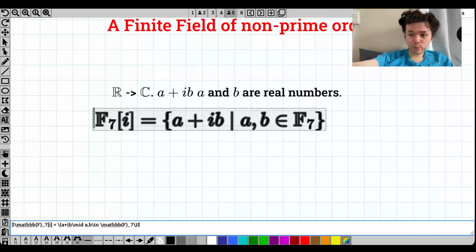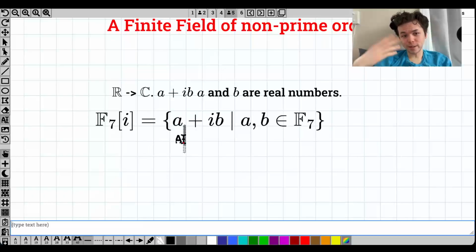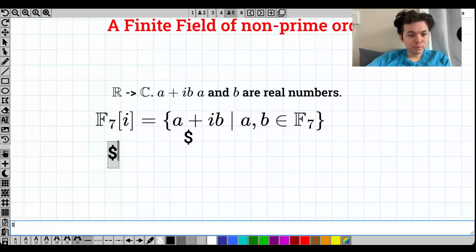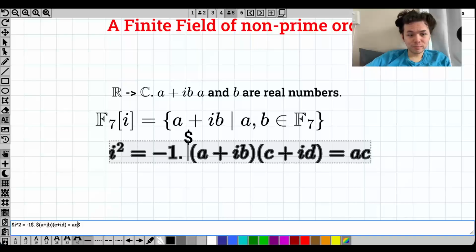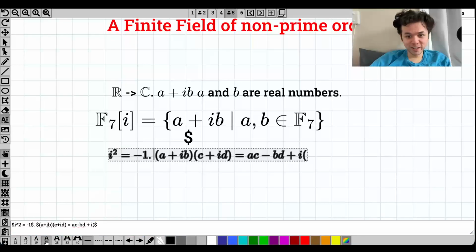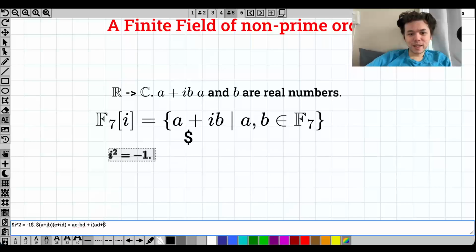And we can do addition, multiplication, etc. Addition happens coordinate-wise, like it does with the complex numbers. And multiplication is a little different. We know that i squared equals -1. And so if we do a plus ib times c plus id, what do we get? We get ac minus bd plus i times (ad plus bc).